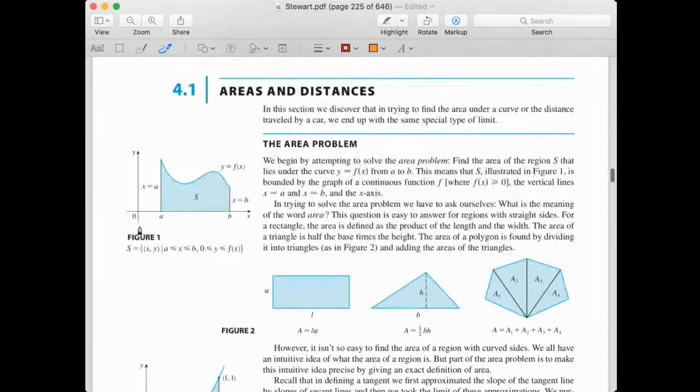But what if you give me a shape like this? Let's see figure 1. If you give me a shape like this with one side not straight. With all those shapes here, all the sides are straight lines, so I can find the area of them. But if you give me a shape where one side is not straight, one side is curvy, how am I going to find the area of such a shape?